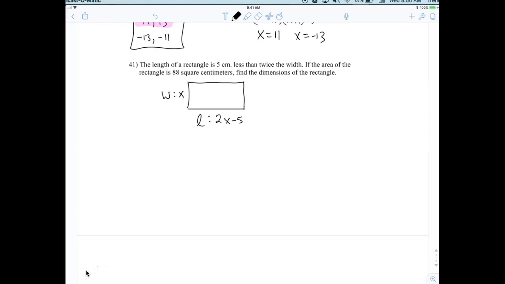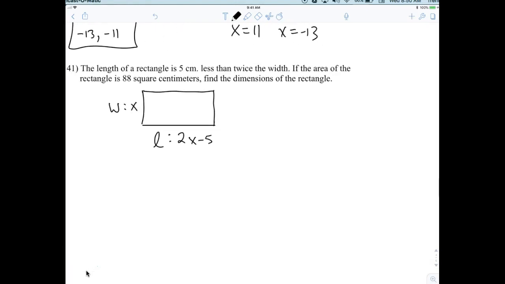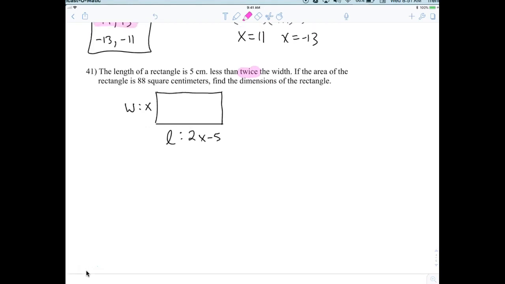Wait. So the length is 5 centimeters less than twice the width. If the width is unknown, the length would be 2x minus 5. I know some of you are not very good at reading, but let me just point this out. Twice means times 2. All right, here we go.